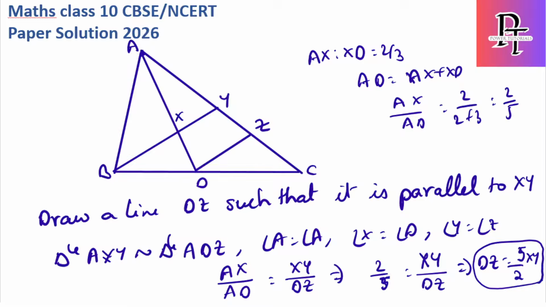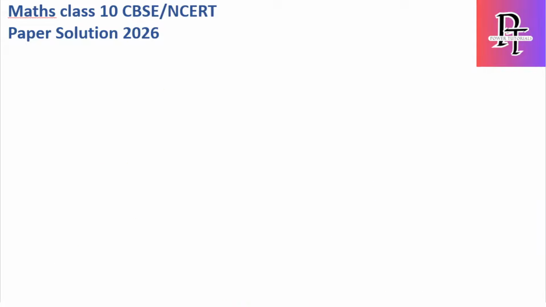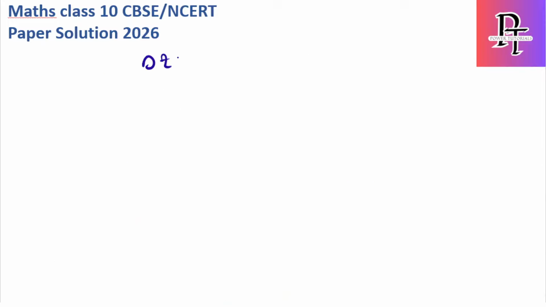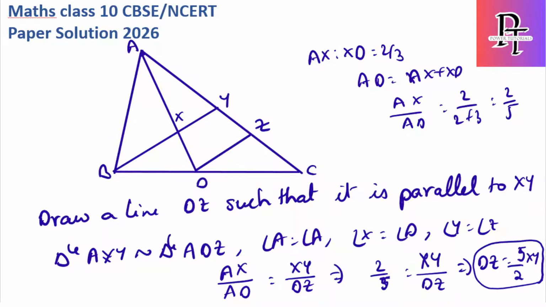So हमको ये वाला पॉइंट बहुत नेक्स्ट स्टेप में मेंशन करना है। DZ हमको मिल गया 5 by 2 XY. DZ is equal to 5 by 2 XY. Let's keep it aside. Now consider triangle CBY.